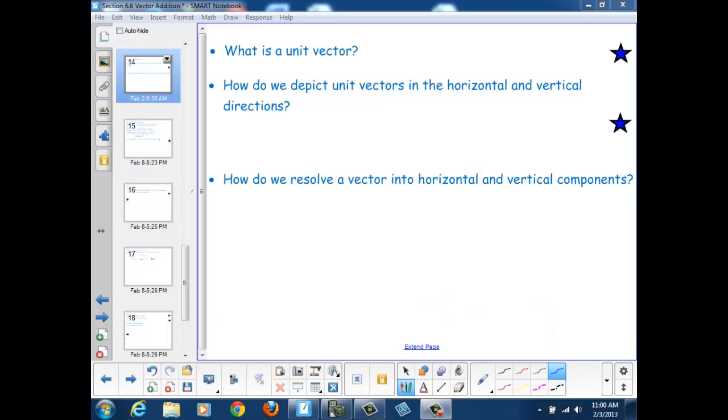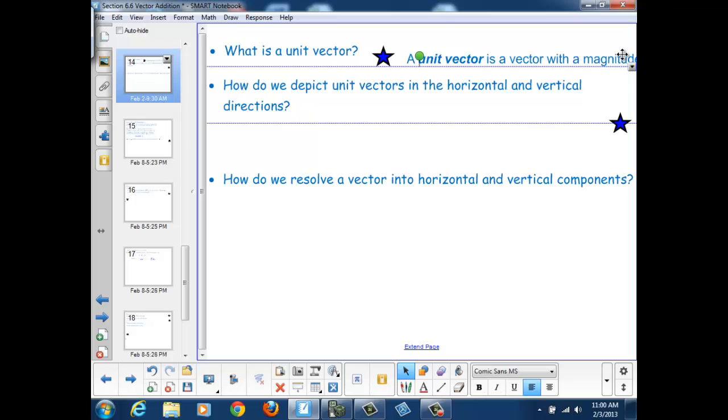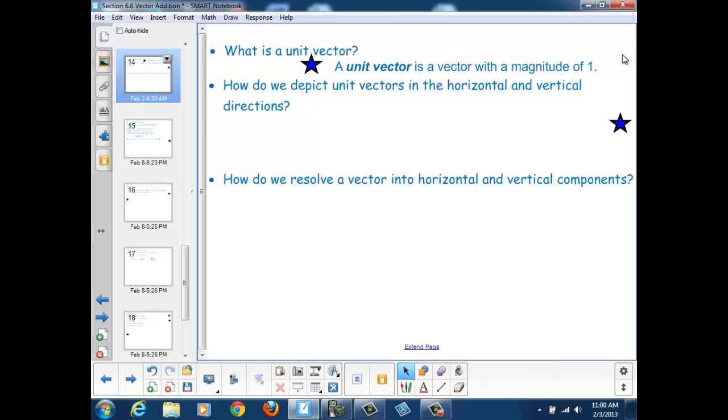Now let's look at another way to combine vectors when we're adding. In order to do that, we're going to need a few more concepts and notations to make our lives easier. Let's start with defining what a unit vector is. Well, a unit vector is pretty much exactly what it sounds like. A unit vector is a vector with a magnitude of 1.